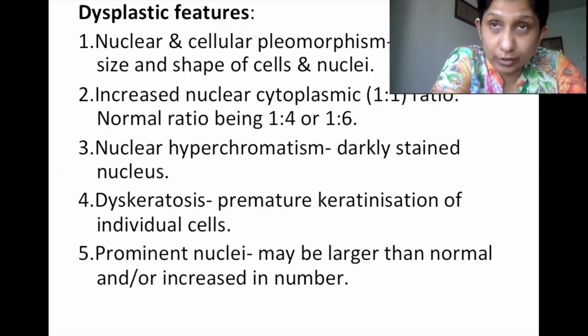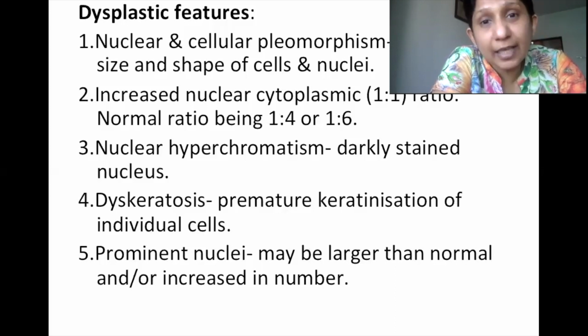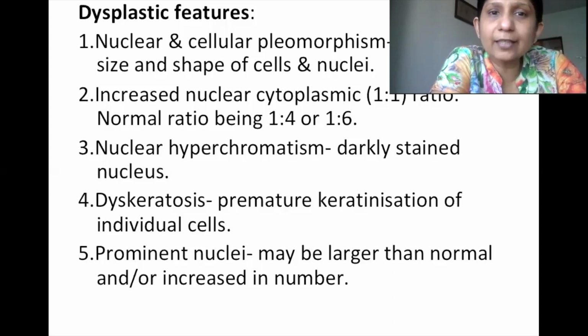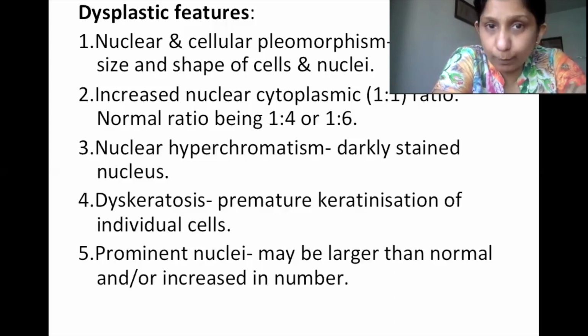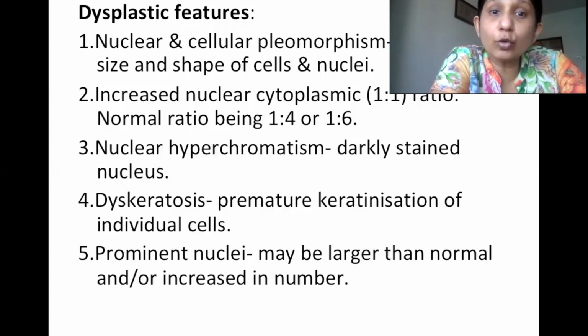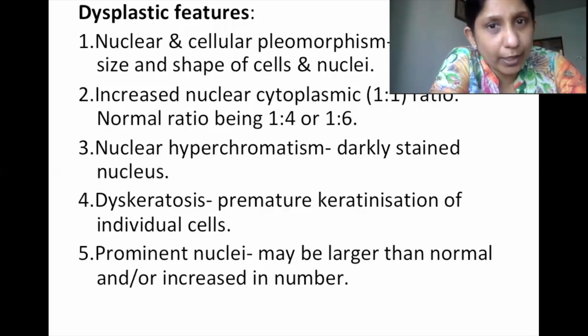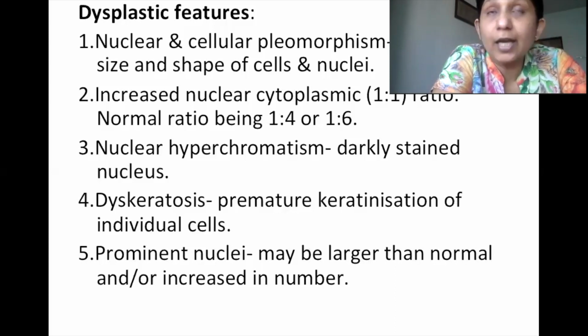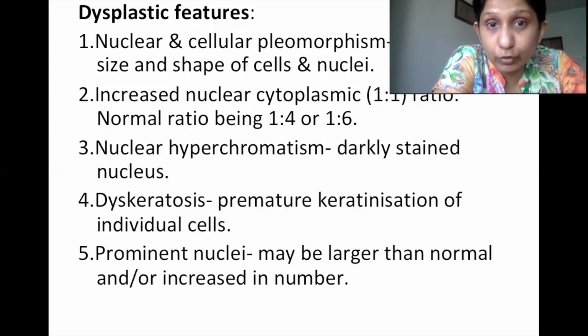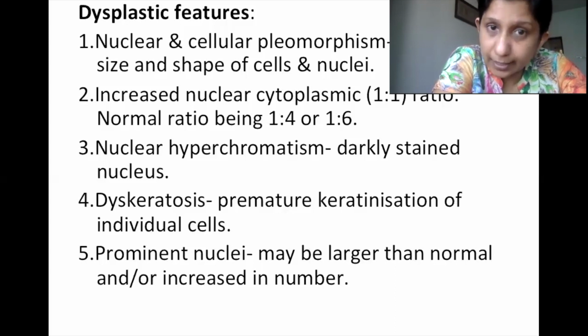Now dyskeratosis. Normally where do you find keratin? You find keratin in the superficial layer of the epithelium, that is your stratum corneum. Dyskeratosis is where the keratin is not seen only at the topmost layer of the epithelium. Instead, you are able to see keratin right in the lower layers as well. When you find keratin in, say, stratum spinosum or granulosum, or even before that, you call it premature keratinization. That is called dyskeratosis. It is a pathological type of keratosis, which is not normally seen in the lower layers of the epithelium.